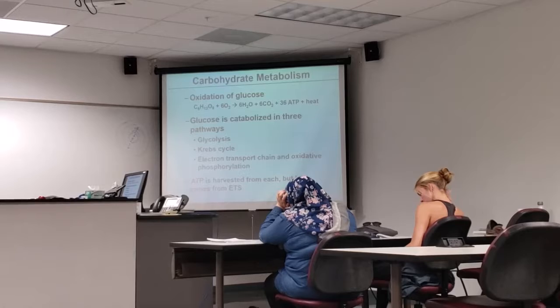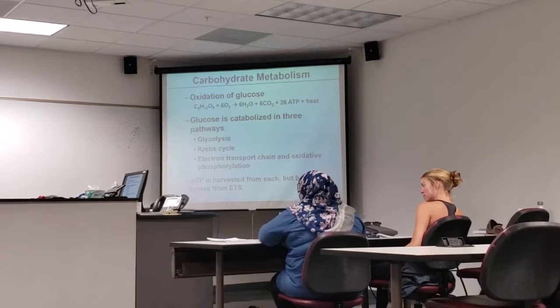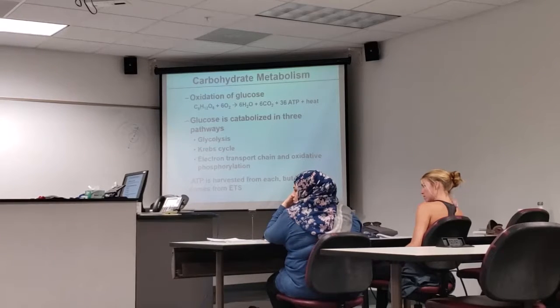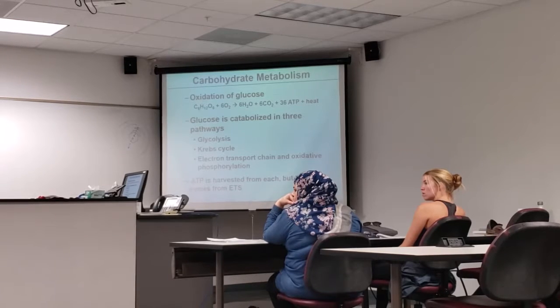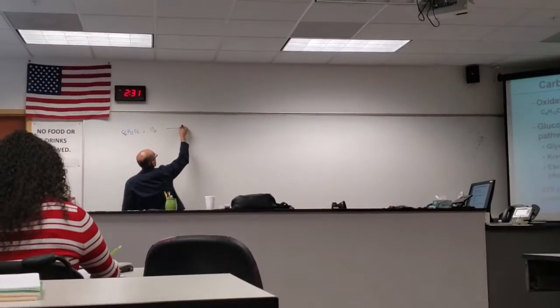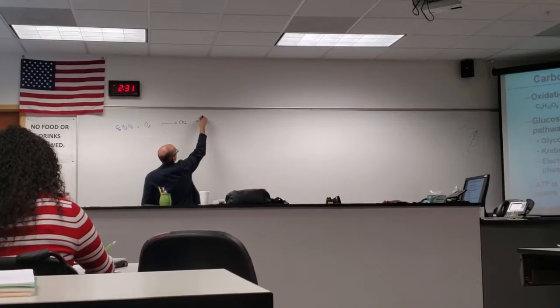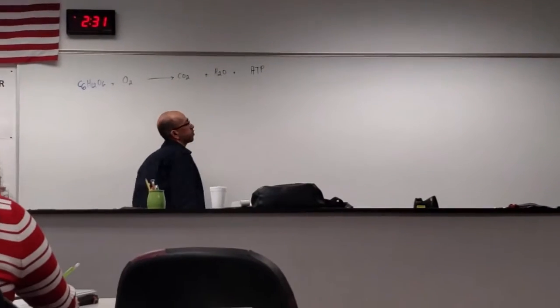Moving on to the most important chemical reactions that takes place in the body. This is going to be the breakdown of glucose. And glucose is a monosaccharide. It has 6 carbons. So the chemical structure of here of the glucose is C6H12O6. In the presence of oxygen, this glucose can be broken down into carbon dioxide, water, and ATP, adenosine triphosphate.